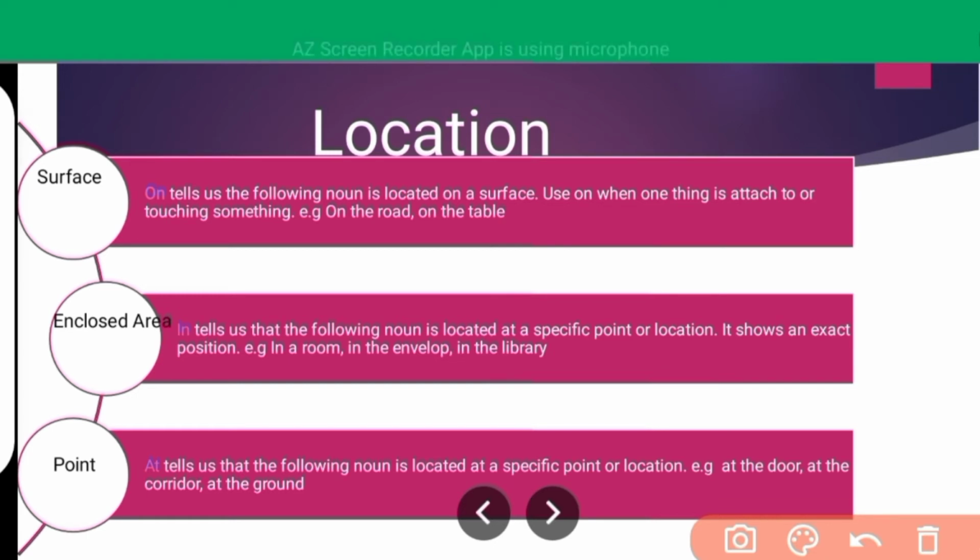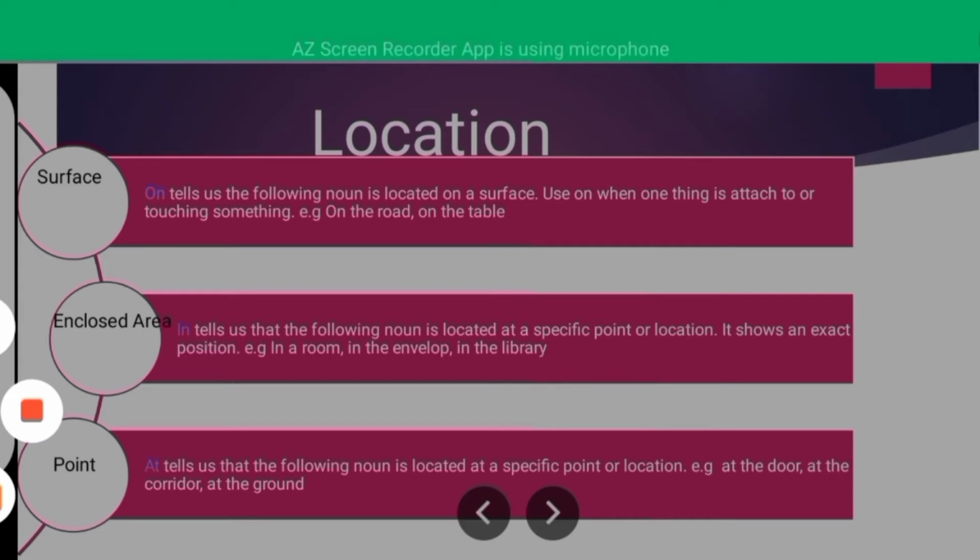So preposition of location on, in and at यूज़ होते हैं according to the situation, according to the sentence. अगर वो सेंटेंस में सरफेस के ऊपर कोई नाउन है, उसको उसके लिए हम preposition यूज़ करेंगे on. अगर इनक्लोज्ड एरिया में नाउन है तो फिर preposition यूज़ होगी in. और अगर किसी स्पेसिफिक पॉइंट पे नाउन है तो फिर preposition यूज़ होगी at.